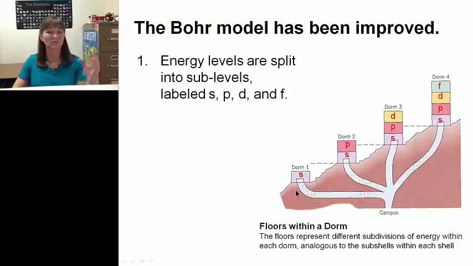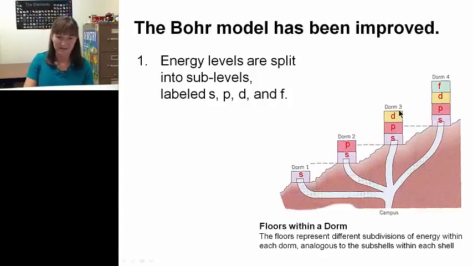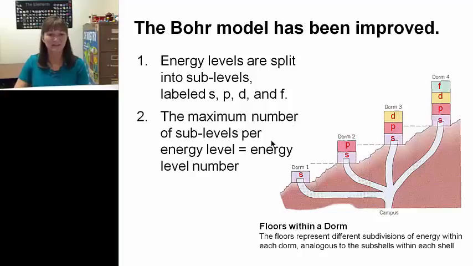So it's kind of like the dorm is the level. If we went back to that picture, the first orbit would be dorm number 1, dorm 2, dorm 3, dorm 4. Those energy levels are broken up into sublevels, and the sublevels are given these letters S, P, D, and F. Now you need to know that S is the lowest energy floor. It takes more energy to get up to floor P and more energy to get up to floor D. So the maximum number of sublevels per energy level is equal to the energy level number. So if you are on energy level 4, then you're going to have 4 sublevels.